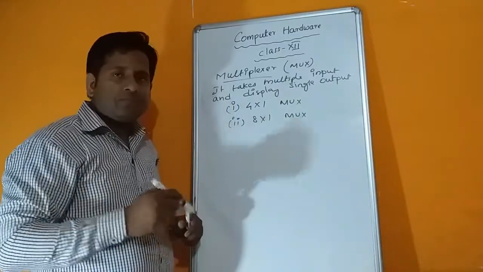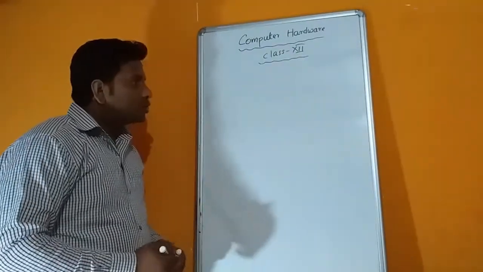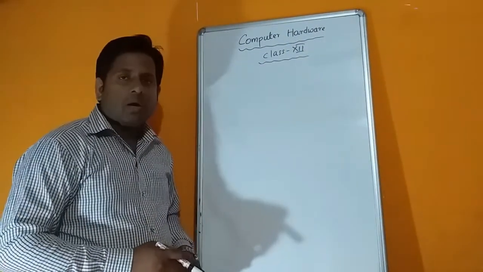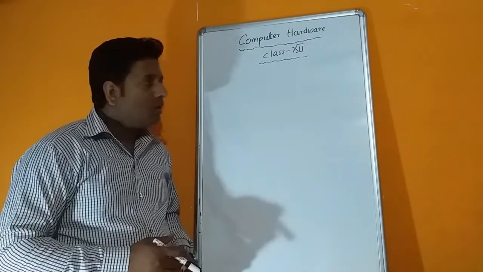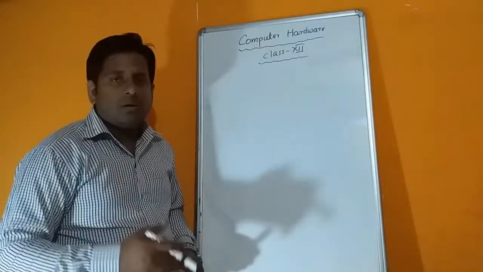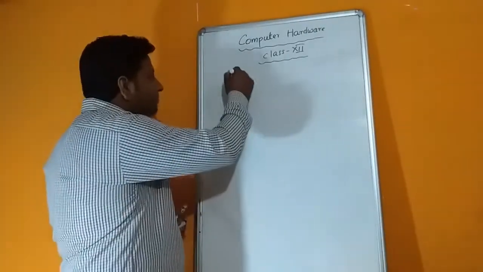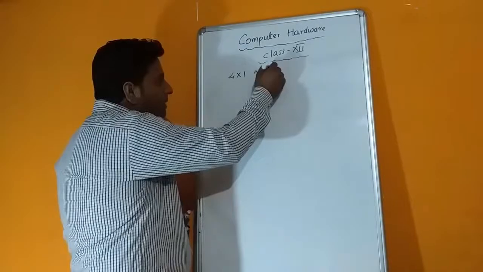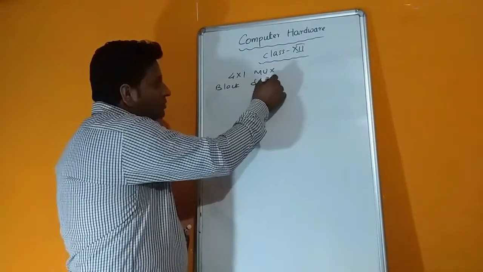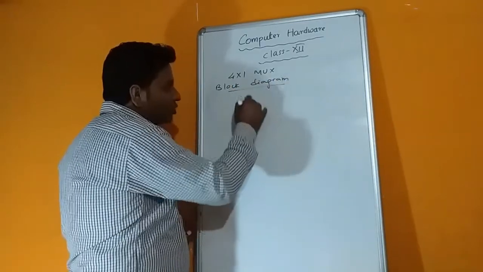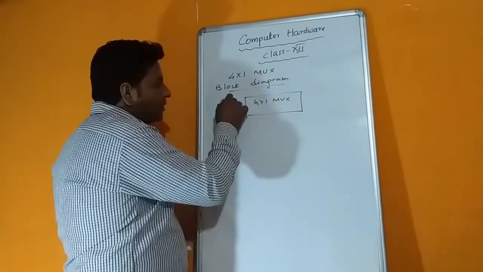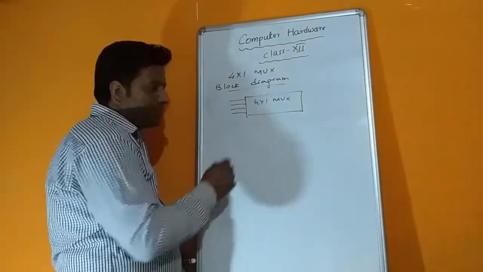So see now. So children, in this multiplexer, one I will be doing and one I will give you as homework. So 4 into 1 multiplexer I will do, and 8 into 1 multiplexer will be your homework. So see here, 4 into 1 multiplexer. First of all, you have to write the block diagram and you have to draw this one. It's 4 into 1 multiplexer. You'll be having the 4 input part.